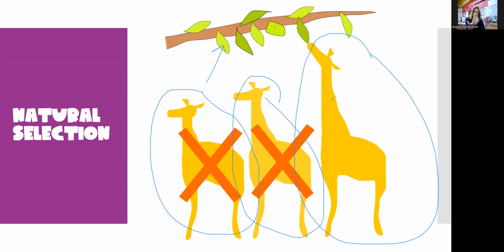Okay, and then because of that, he was able to pass it on. And maybe a couple generations down, there's another mutation that makes the neck just a little bit longer. And because it helps him to survive longer, that trait gets passed on. So it's this buildup of traits over a long period of time. We don't see it in individuals. We see it in populations.